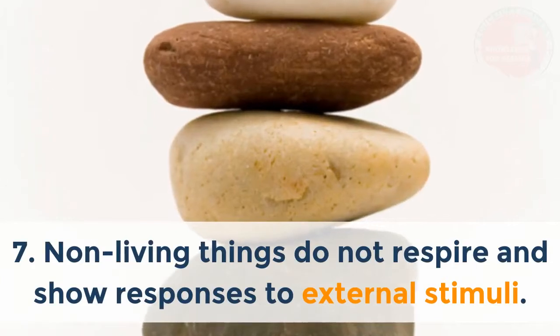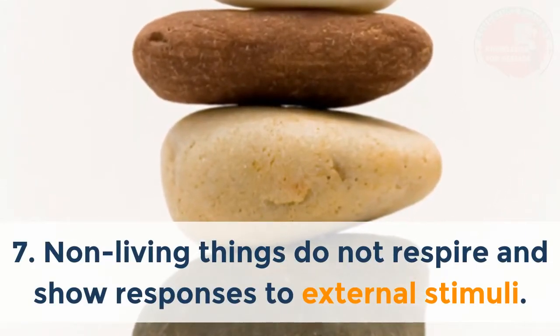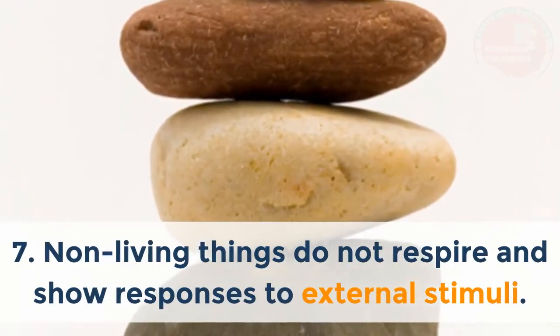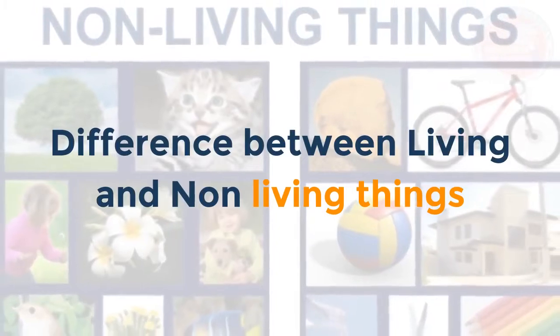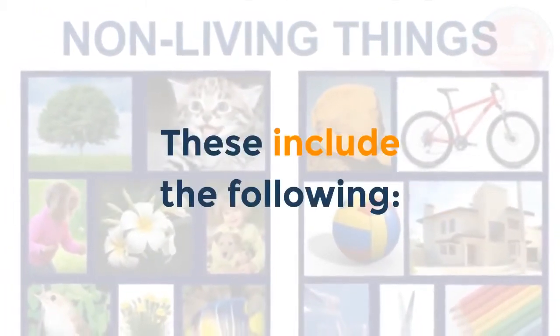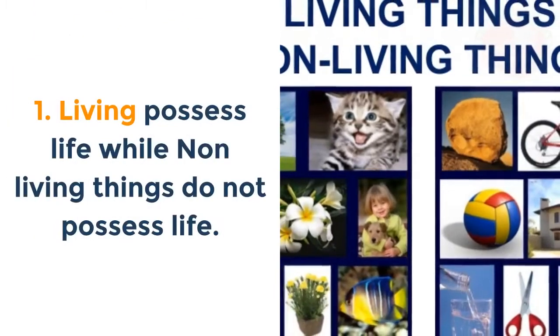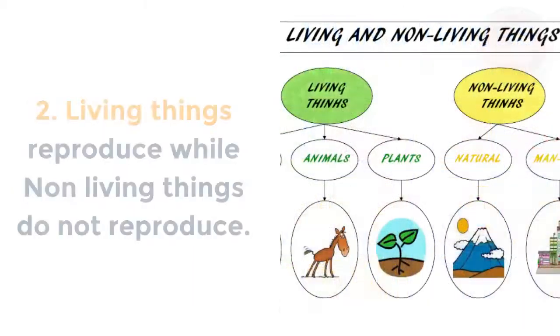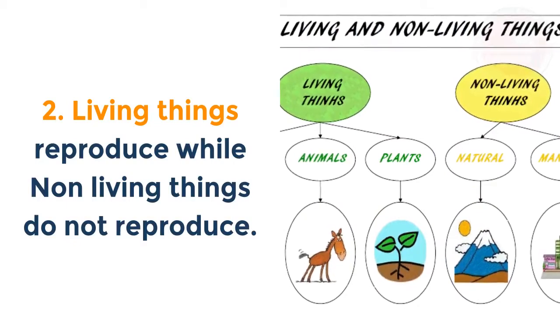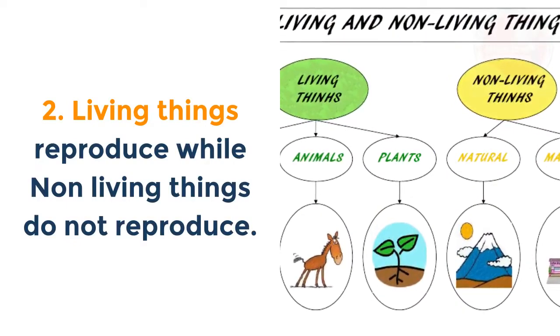7. Non-living things do not respire and show responses to external stimuli. 8. Non-living things do not have a life cycle. Difference between living and non-living things. These include the following. 1. Living things possess life while non-living things do not possess life. 2. Living things reproduce while non-living things do not reproduce.